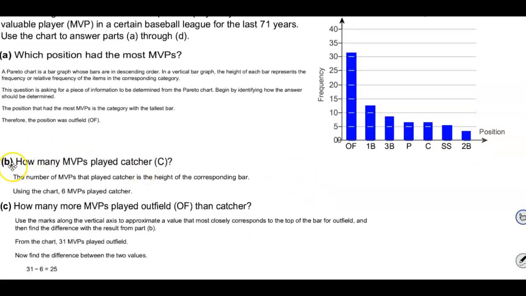Question B. How many MVPs played catcher? The number of MVPs that played catcher is the height of the corresponding bar. Using the chart, 6 MVPs played catcher.